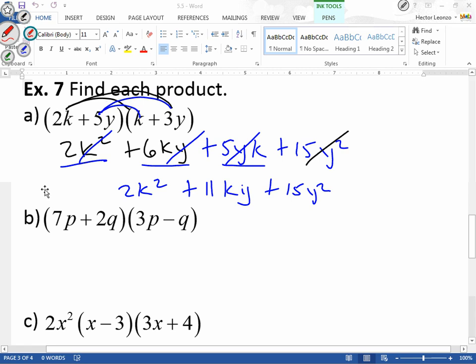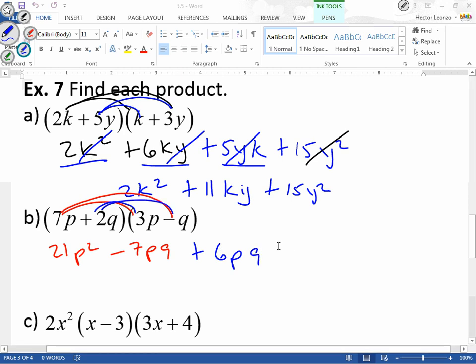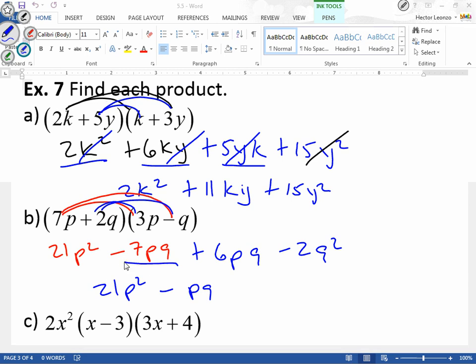Looking at my example B, multiply the 7p. So I'm going to have 21p squared minus 7pq. Now let me distribute the 2q. I'm going to have 6pq and then minus 2q squared. So when I combine my like terms, I should have 21p squared minus 1pq. You see how I'm combining those two terms? So that's where I get the minus 1, and then minus 2q squared.